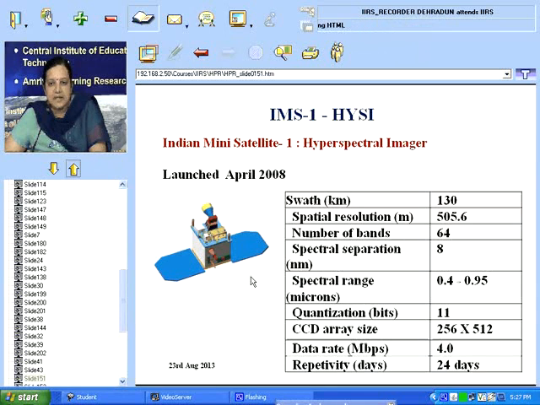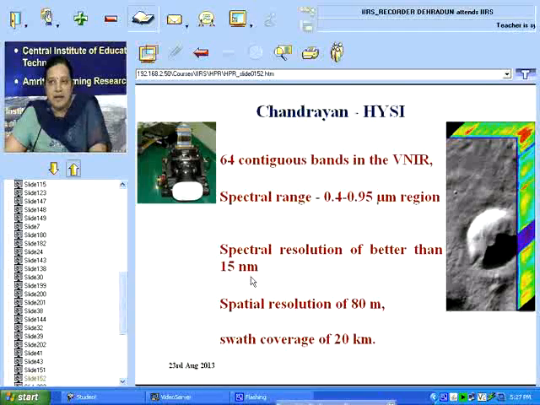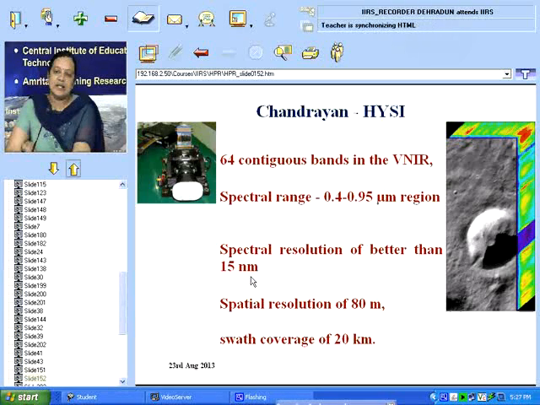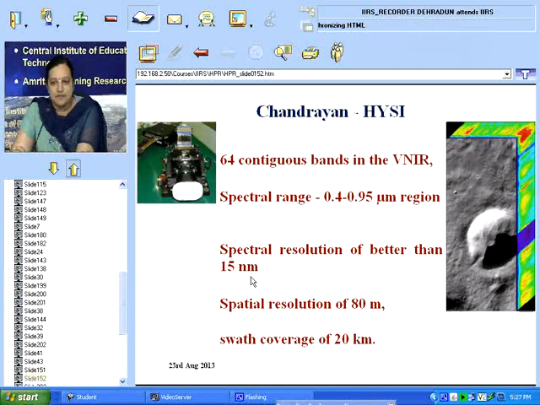In fact, this was an experiment, and after this we had a similar sensor but with a better spatial resolution, placed on board Chandrayaan-1, which along with the M-Cube data of the US helped for identification of water on the Moon. So Chandrayaan-1 HySI had 64 contiguous bands in the visible and the near infrared, and the spectral range is from 0.4 to 0.95 micrometers, with the improved spatial resolution from 500 meters to 80 meters, and the spectral bandwidth was 15 nanometers, and the swath coverage of 20 kilometers.